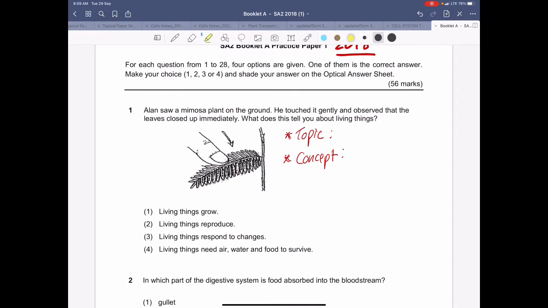Alan saw a mimosa plant on the ground. He touched it gently and observed that the leaves closed up immediately. What does this tell you about living things? So keywords will actually tell you which topic it belongs to. The keywords here, living things, hint that the topic is under classification, living things versus non-living things.